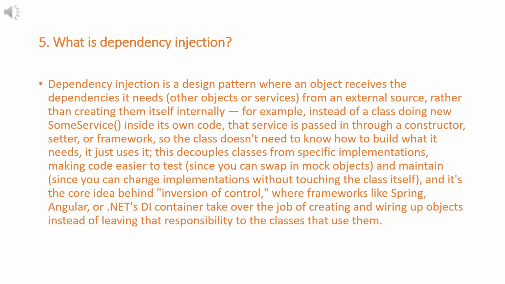For example, instead of a class creating some service inside its own code, that service is passed in through a constructor, setter, or framework, so the class doesn't need to know how to build what it needs, it just uses it. This decouples classes from specific implementations, making code easier to test, since you can swap in mock objects, and maintain, since you can change implementations without touching the class itself, and it's the core idea behind inversion of control, where frameworks like Spring, Angular, or .NET's container take over the job of creating and wiring up objects instead of leaving that responsibility to the classes that use them.